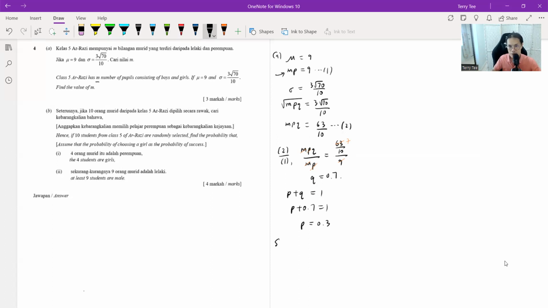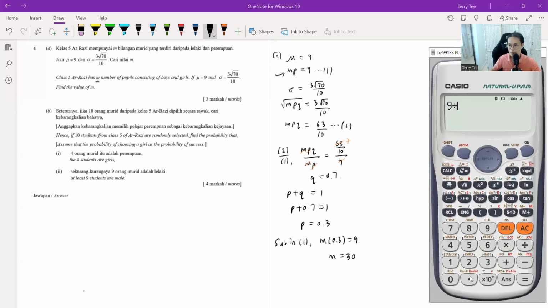So we sub inside equation number 1. My M times 0.3 is 9. 9 divided by 0.3, answer is 30. If you're not sure, use a calculator. 9 divided by 0.3, there you go, 30. Okay, I better change this decimal. I'll just go to shift clear all. Okay, now next.